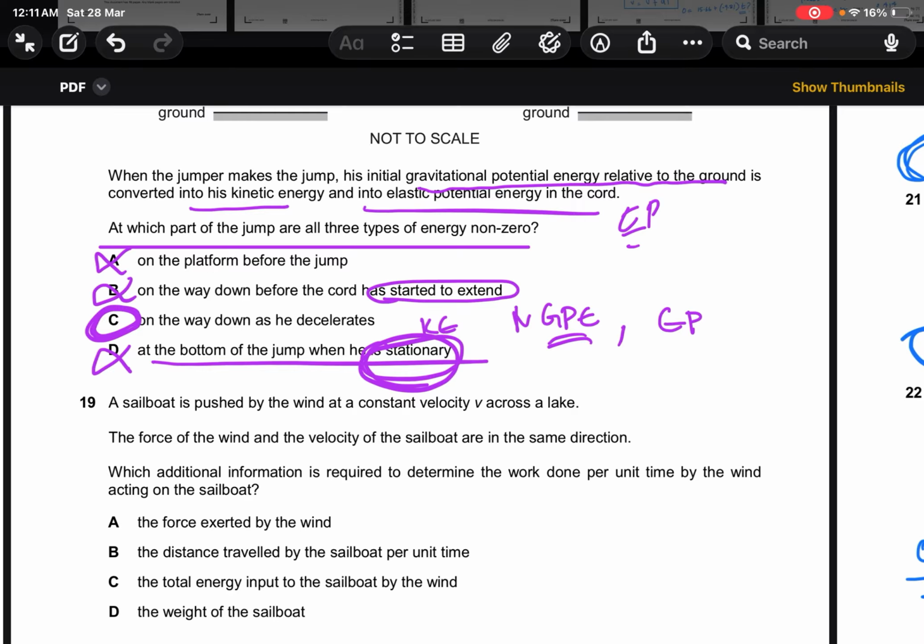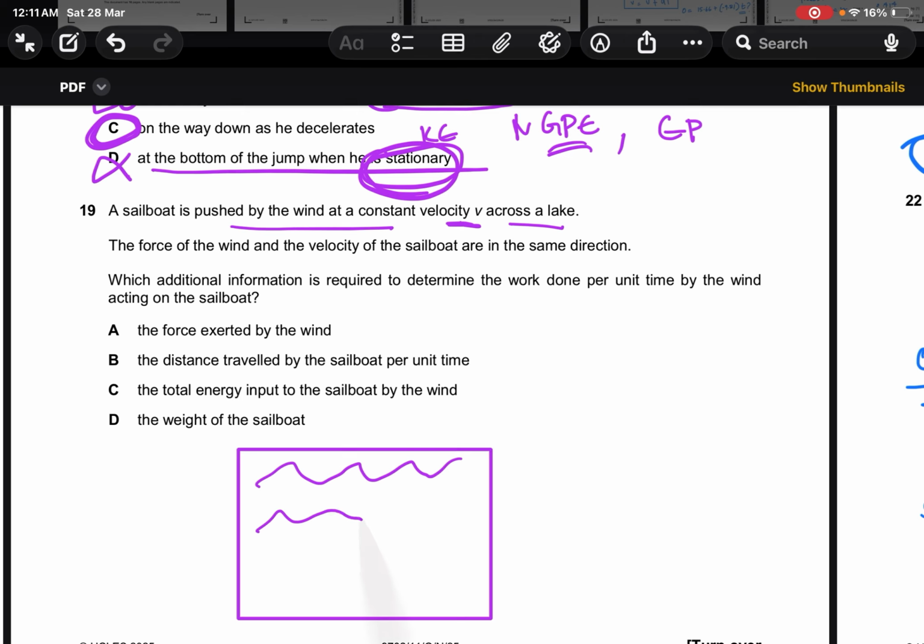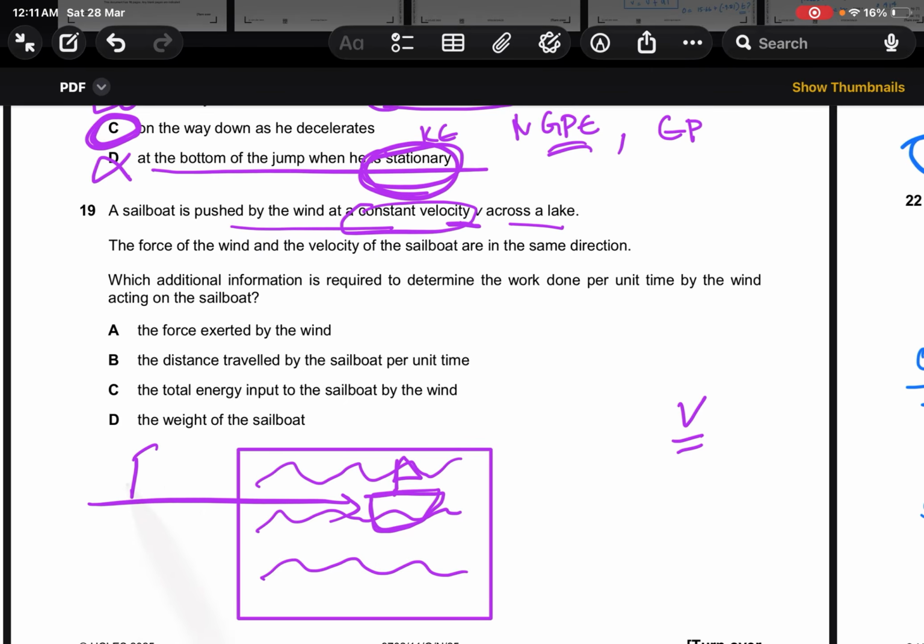A sailboat is pushed by the wind at a constant velocity v across the lake. Okay, so I have this lake in which I have water, and then I have a boat in it. Good. It is moving with a constant velocity v. The force of the wind and the velocity of the sailboat are in the same direction. So it is moving because the wind is applying a force, that's F, on it.